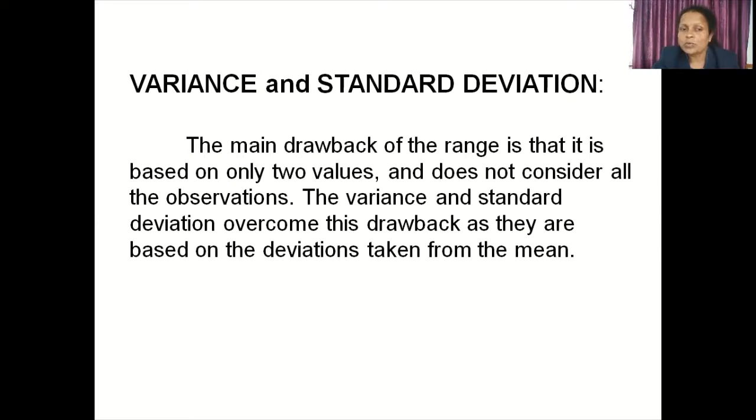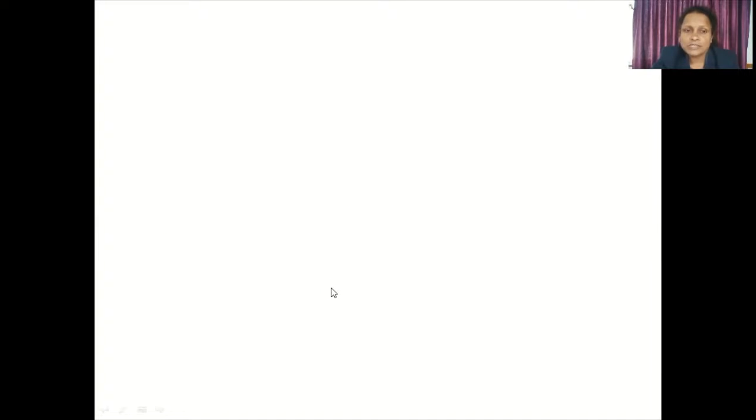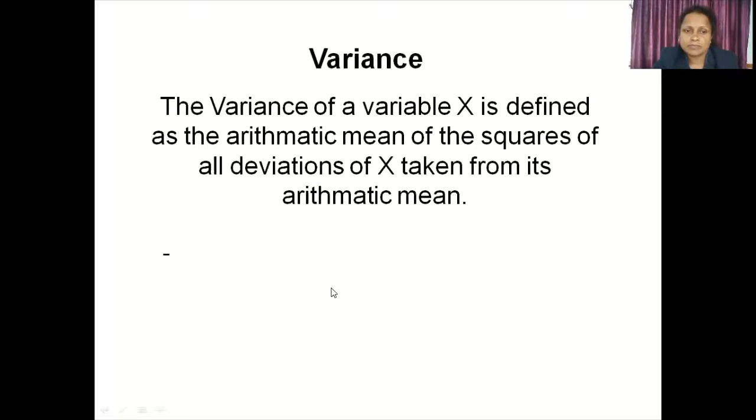And so to overcome this drawback, we consider our next measures, that is variance and standard deviation. So variance and standard deviation overcome this drawback as they are based on the deviation taken from the mean. So our definition is: variance of a variable x is defined as the arithmetic mean of the squares of all deviations of x taken from its arithmetic mean.